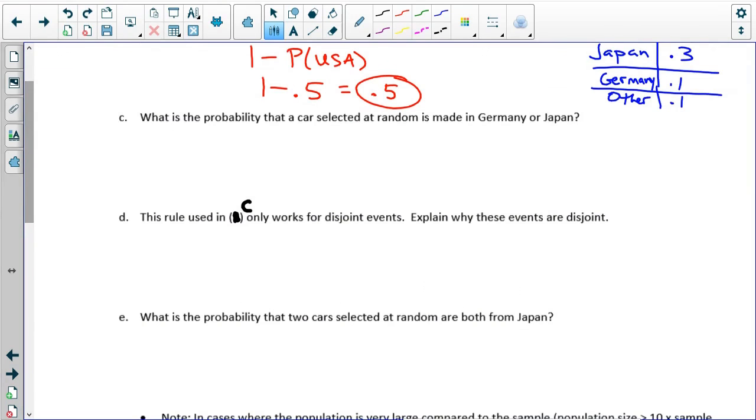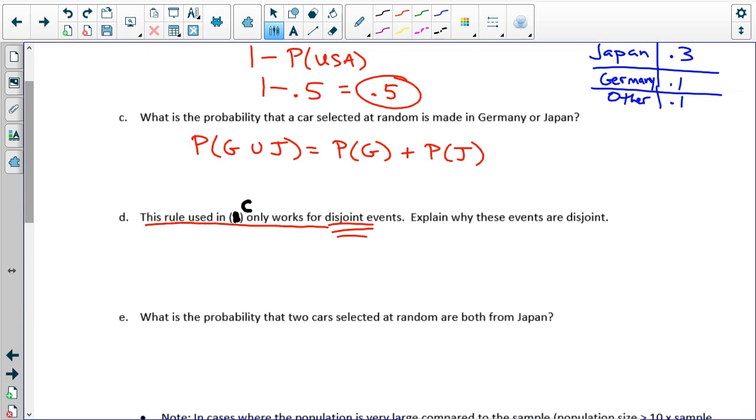What is the probability that a car selected at random is made in Germany or Japan? The probability of Germany or Japan is the probability of Germany plus the probability of Japan. We know that because they are disjoint events. This rule only works for disjoint events. We know these are disjoint because a car cannot be made in both, or at least the make of the car cannot be both German and Japanese.